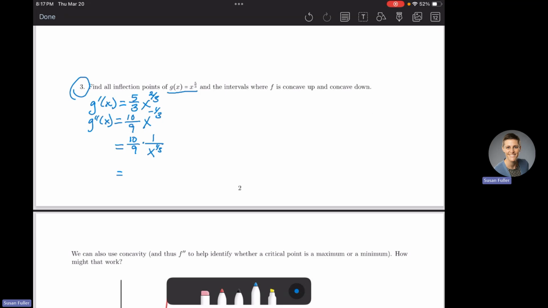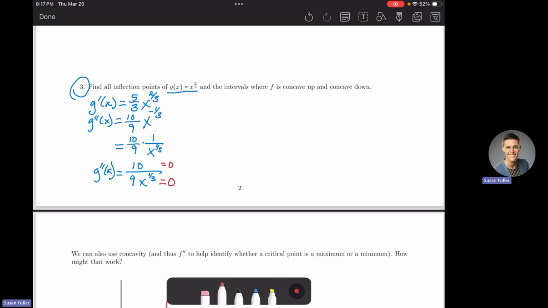And now I can combine those into a single fraction. So it's going to be 10 over 9 times x to the 1/3 power. Okay, so this is my second derivative written as one fraction. And again, just like we did with critical points, we would set the top equal to 0 to figure out where the whole thing was equal to 0. And we're going to set the denominator equal to 0 to figure out where the whole second derivative was undefined.